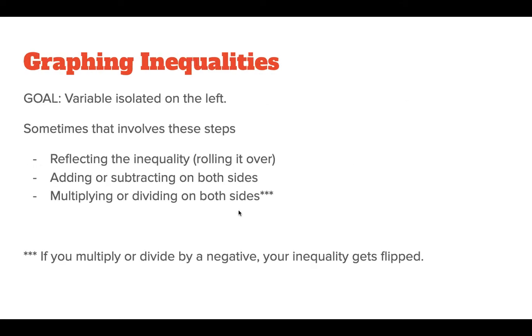Now, if we were to look at graphing inequalities, we're going to see that my goal anyway is to get the variable by itself on the left. And I'm going to have to do some of these steps in order to make that happen sometimes. And we're going to notice this one caveat at the bottom. If you multiply or divide by a negative, your inequality gets flipped. We're going to look at why that happens a little bit later on.